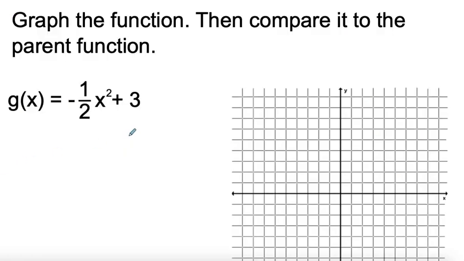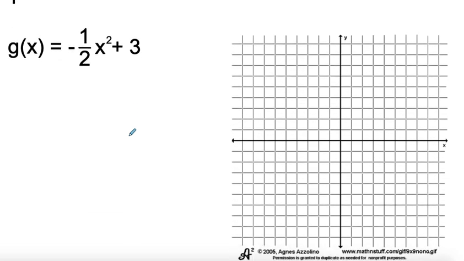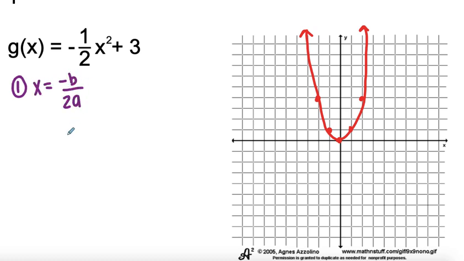Okay, let's try one more, and this time we have a fraction. So again, I'm going to start with just putting my parent function on here. Next, I need to find my vertex. So here my A is negative 1/2, my B again is 0, and C is equal to 3.